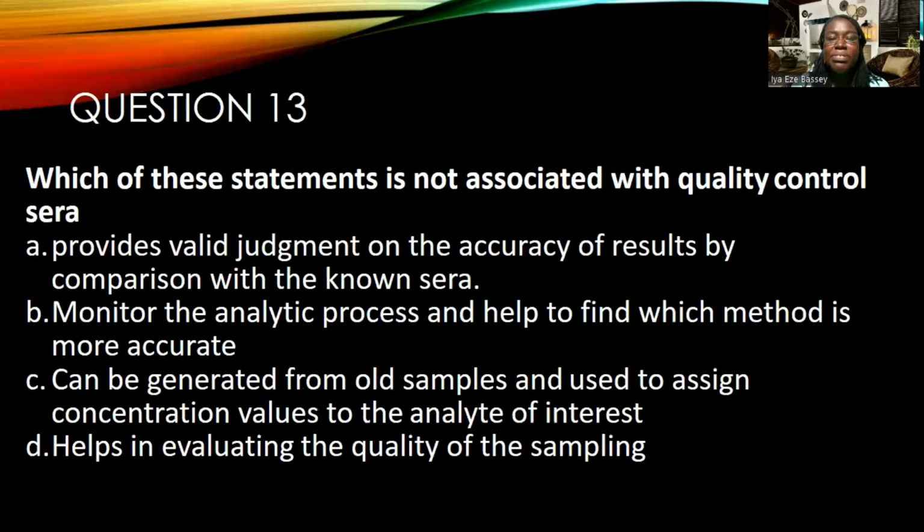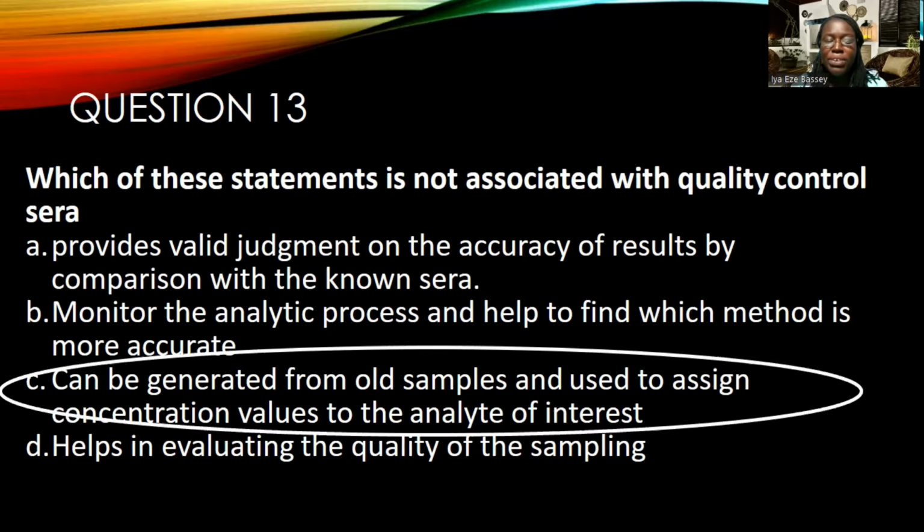So, which of these statements is not associated with quality control sera? A, it provides a valid judgment on the accuracy of results by comparison with known sera. B, it monitors the analytic process and helps to find which method is more accurate. C, it can be generated from all samples and used to assign concentration values to the analyte of interest. Wow, seriously. D, helps in evaluating the quality of the sampling. I will go with C.